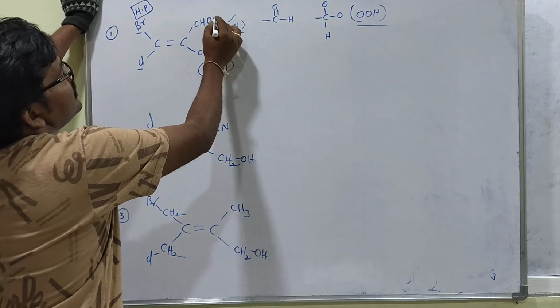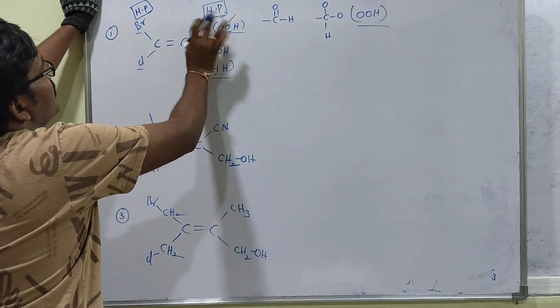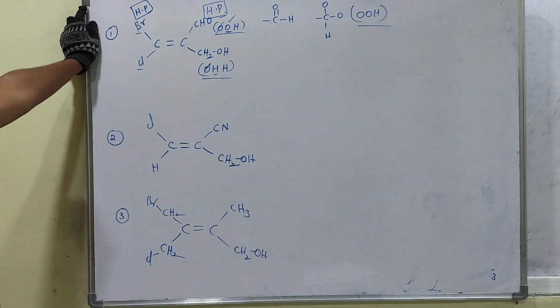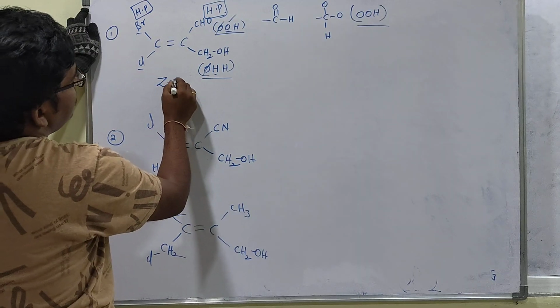So which is the higher priority? This is the higher priority. So you have to consider this as the higher priority. So with the higher priorities on the same side, we call it the Z isomer.